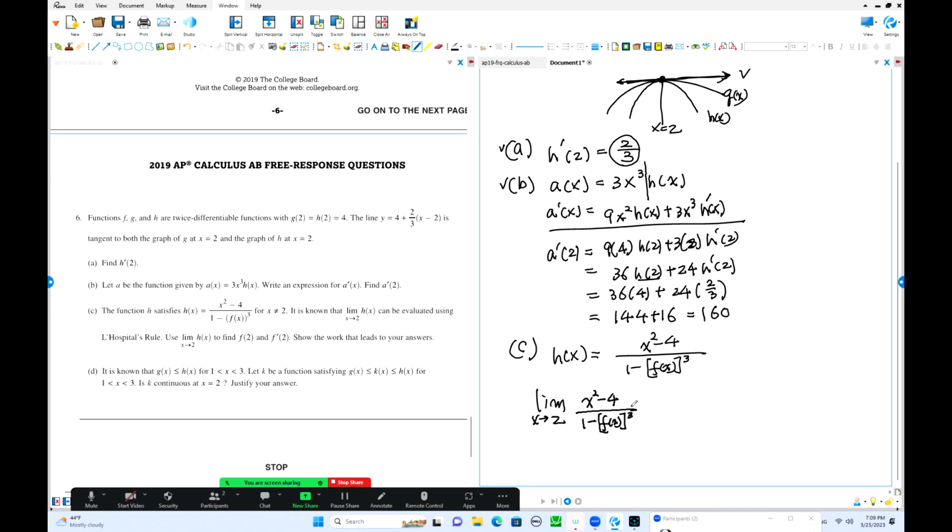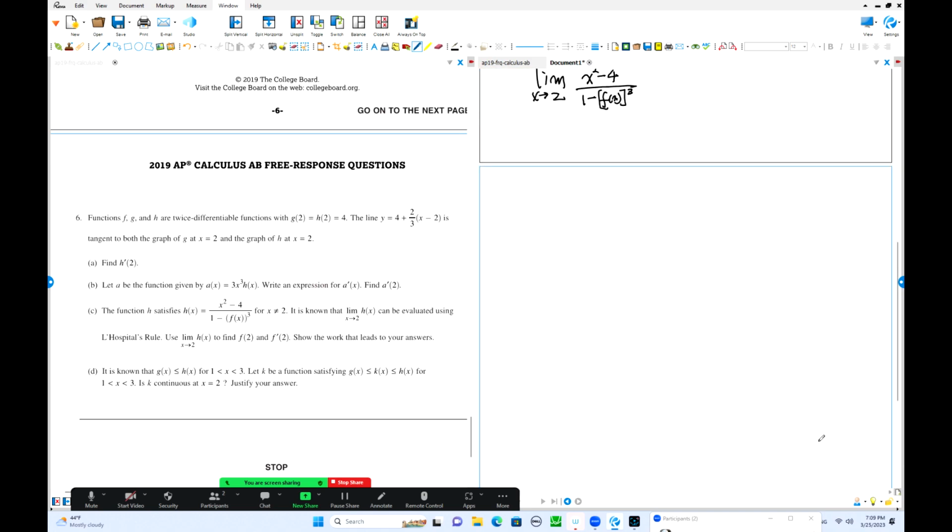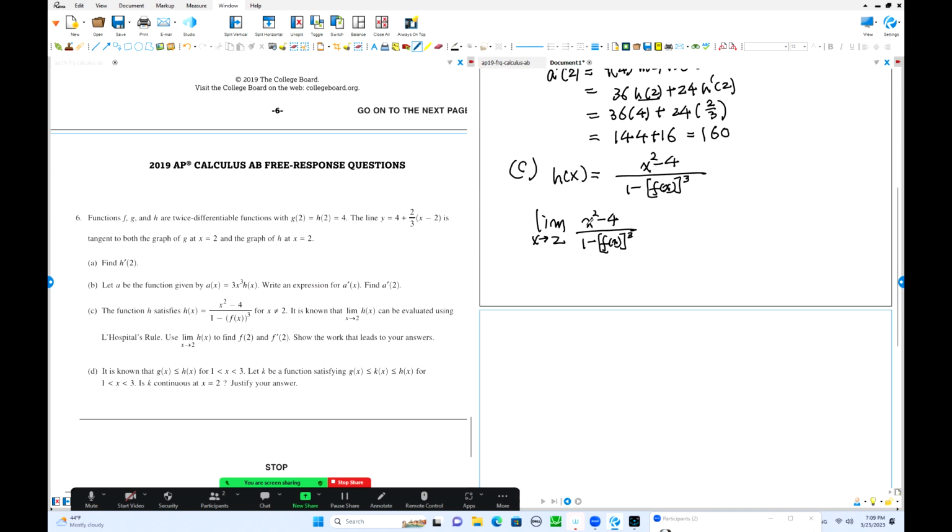We use L'Hopital's rule. Why? When you put the number 2 there, x squared minus 4 is 2 squared minus 4, which is 0. To apply L'Hopital's rule, the denominator also has to be 0. If not, we cannot use L'Hopital's rule. Are you okay with this? The denominator should be 0, then if this is true, we can apply it.